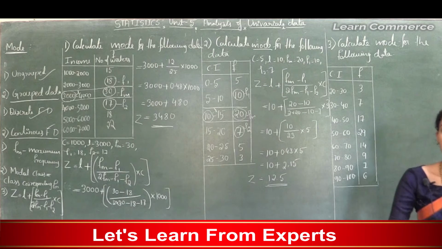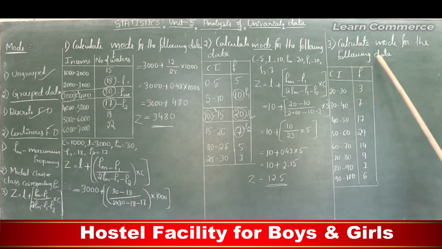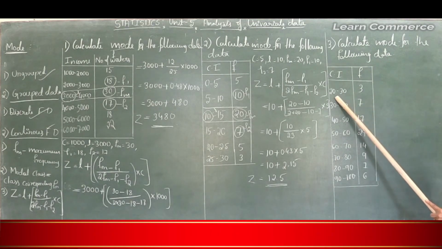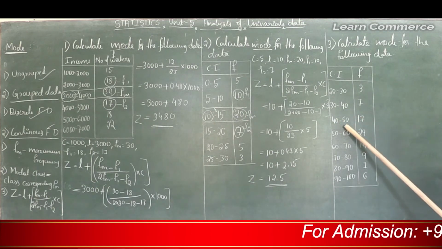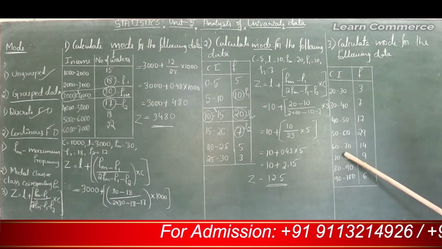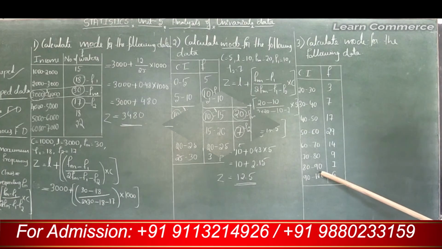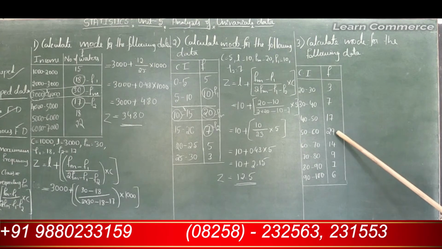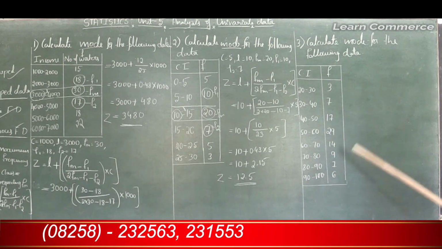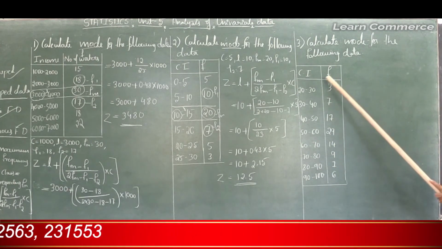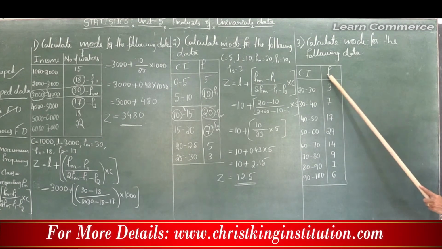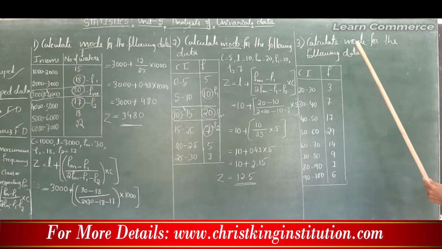Okay, next let's see the third problem, that is calculate the mode for the following data. Here the given information is class intervals and frequency. Class intervals are 20 to 30, 30 to 40, 40 to 50, 50 to 60, 60 to 70, 70 to 80, 80 to 90 and 90 to 100, and the frequencies are 3, 7, 17, 29, 14, 9, 7 and 6. So see, this given set of observations is a continuous frequency distribution, because here class intervals and frequencies are given, and here we need to calculate the mode.